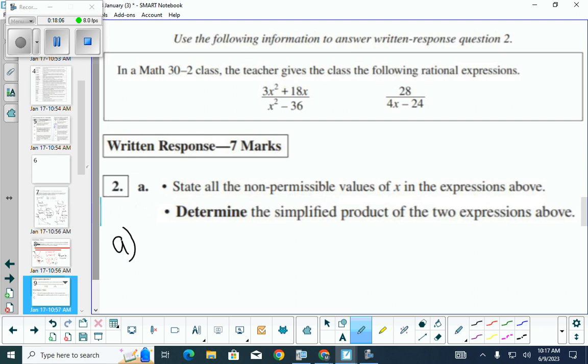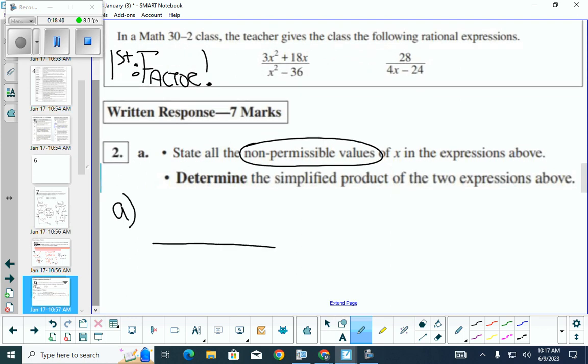Okay, so what did we learn about rationals yesterday? Well, the first thing you should do, regardless of what you're being asked, it doesn't matter what you're being asked. Honestly, what I do when I see a rational, I don't even read the question. I just start factoring and then I read the question. Okay, because it's going to be step one no matter what you do. So, non-permissible values. Okay, so that's the denominators. So I'm just going to start factoring the heck out of this thing.